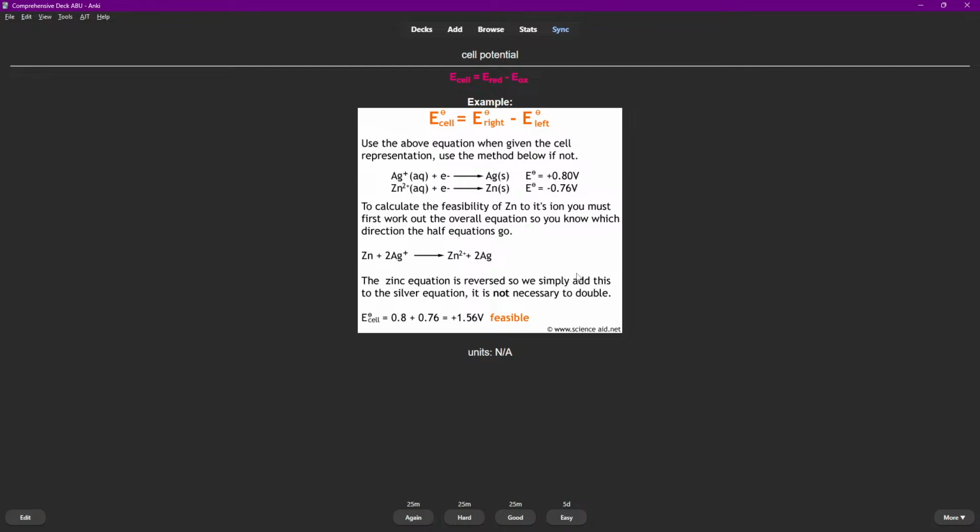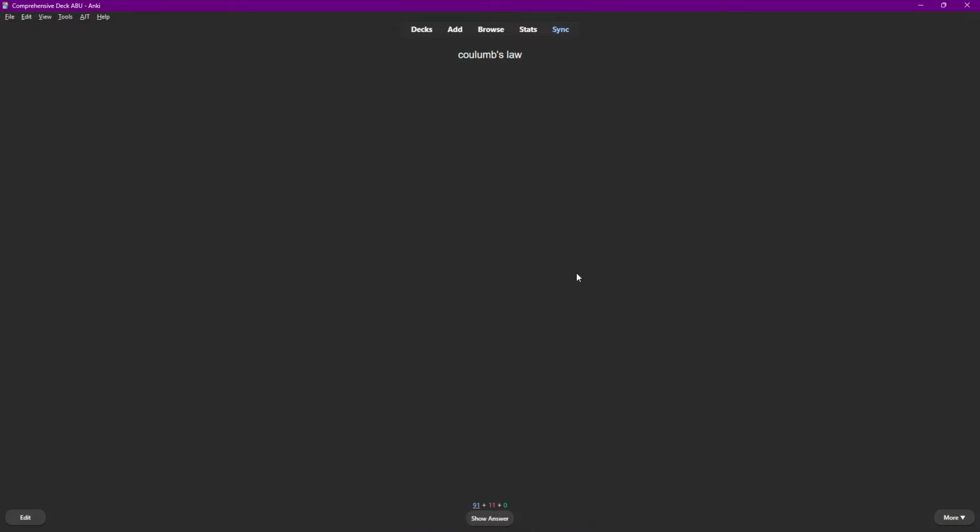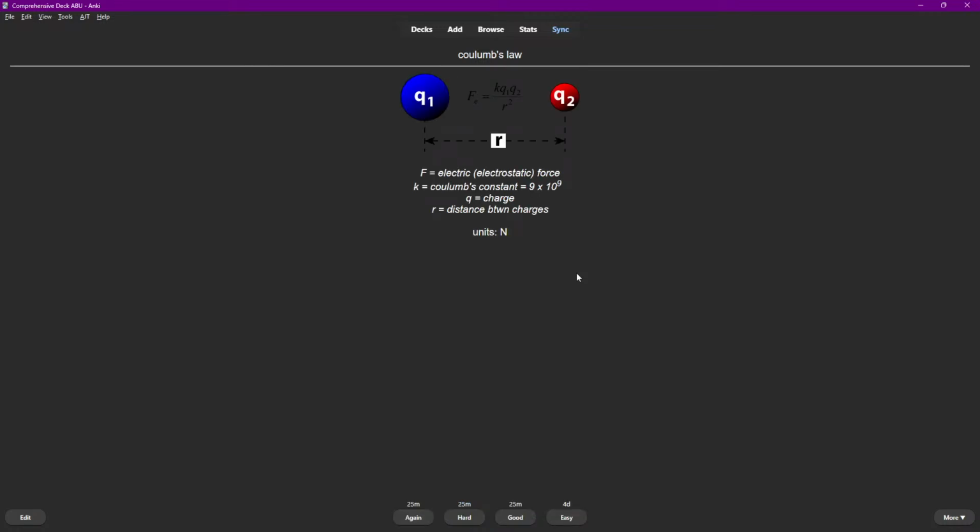I'm just going to write a quick note saying cell potential, think biochem, because I do know that equation. Okay. Coulomb's law. That's just K times charge 1 times charge 2 over R squared. You get a force. Yep.